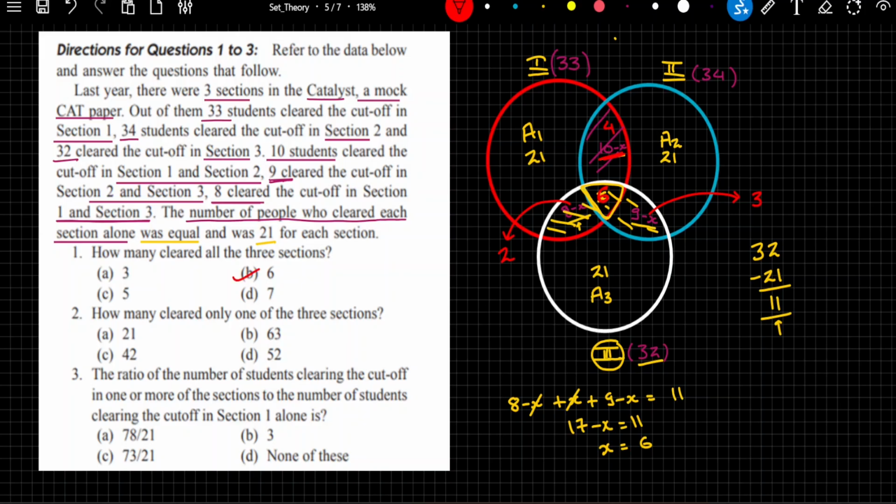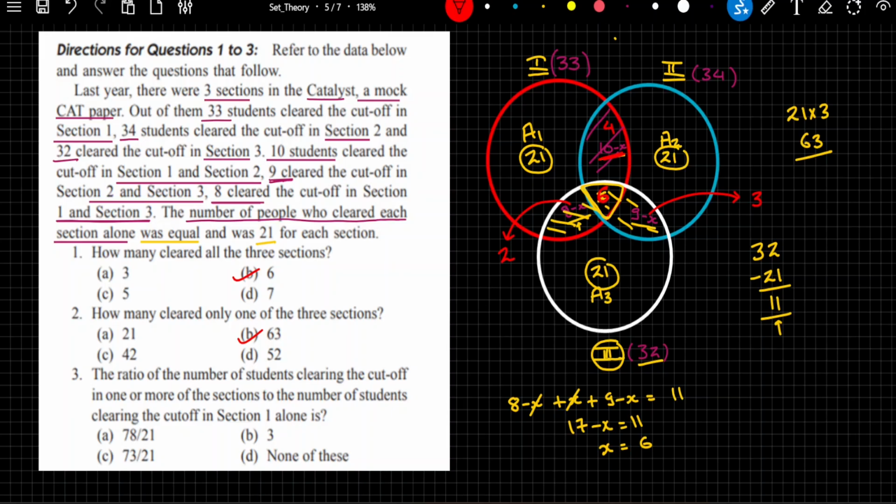Read the next question. How many students cleared only one of the three sections? So it's again a very straightforward question. It means we have to just add the values of three areas, A1, A2 and A3. So add 21 three times, we'll get the answer, 63. So whichever option says 63, mark it and move forward.